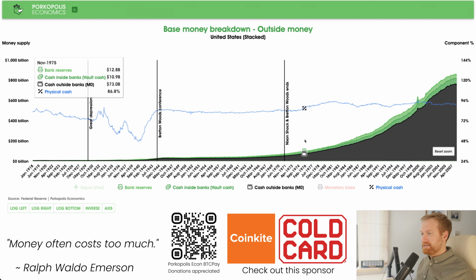Okay, so the blue dotted line here, this is the percentage of the total monetary base that is in physical cash, a physical banknote or a physical coin. That represents the physical, tangible side, if you will, of the monetary base. And as you can see, other than the Great Depression of the 1930s, most of the time, physical cash has been 75, 80, even 90% of the monetary base. Huge portion.